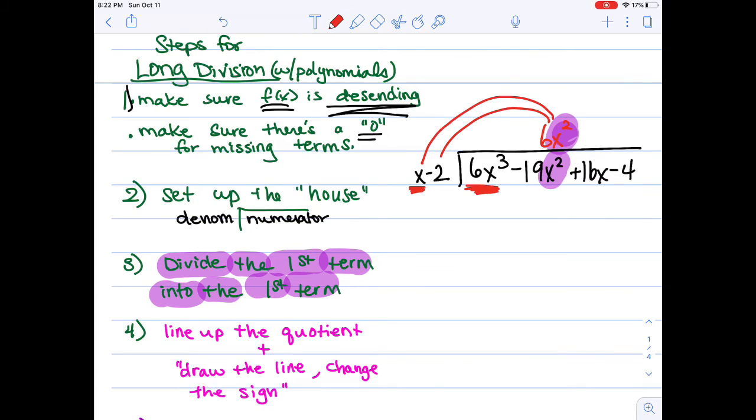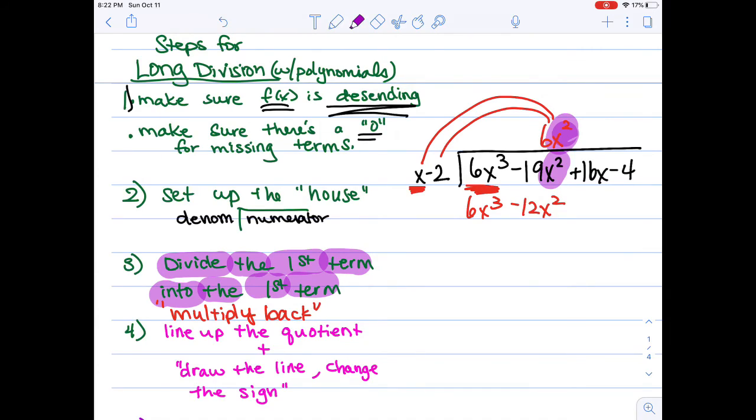So we multiply back. After we divide, we multiply back, so we get 6x squared times x is 6x cubed. 6x squared times negative 2 is negative 12x squared.